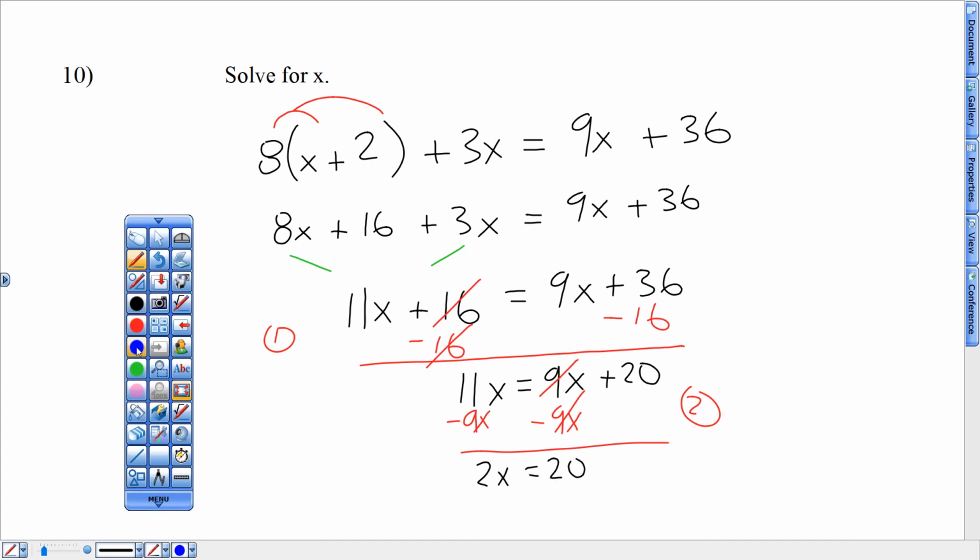And now this last step in blue always involves dividing that number right there. So dividing by 2 gives me x equals 10.